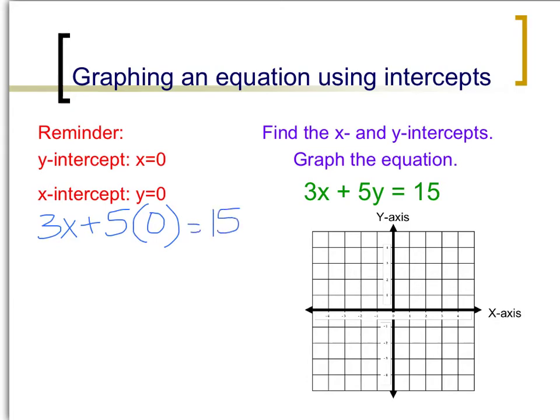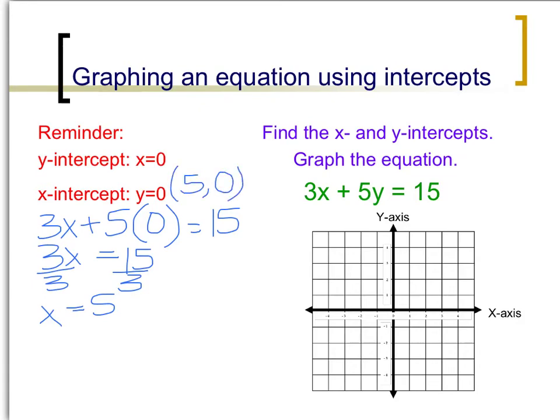So I'm going to replace this y value here with 0. All I do now is solve for x. Here, 3x is going to equal, since 5 times 0 is 0, 15. 3x equals 15. To get x, we divide both sides by 3, and x will be 5. So my x-intercept has an x value of 5 and a y value of 0.